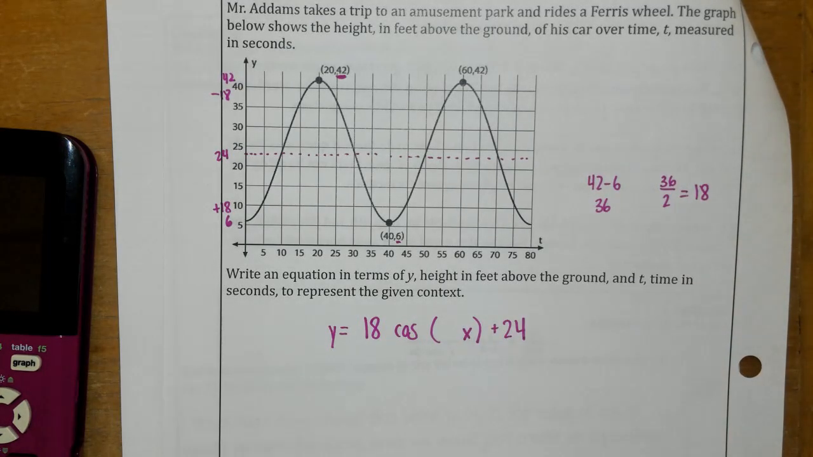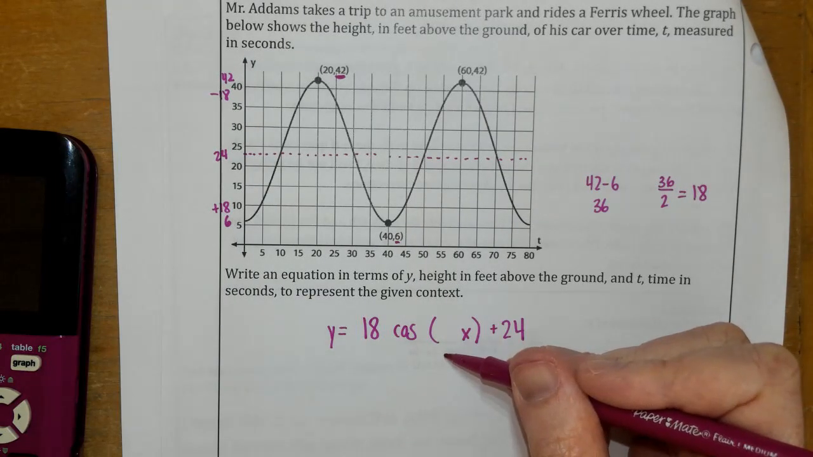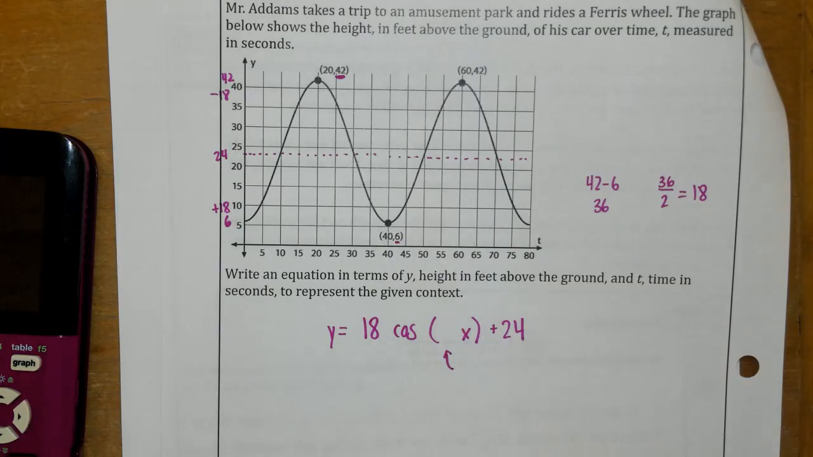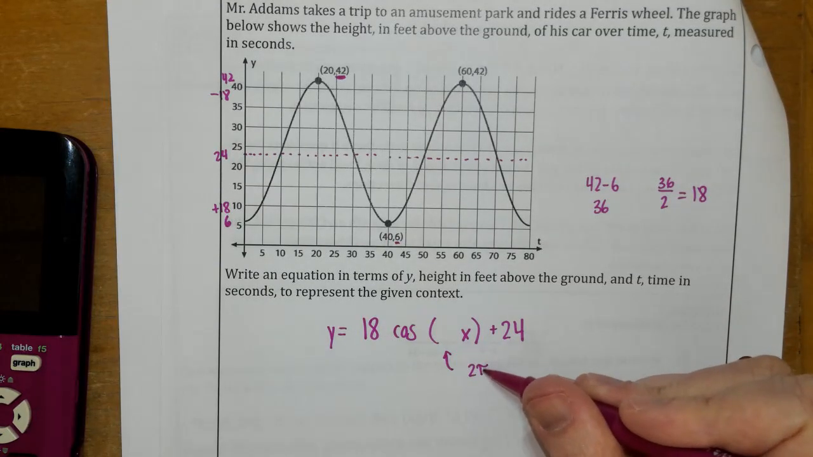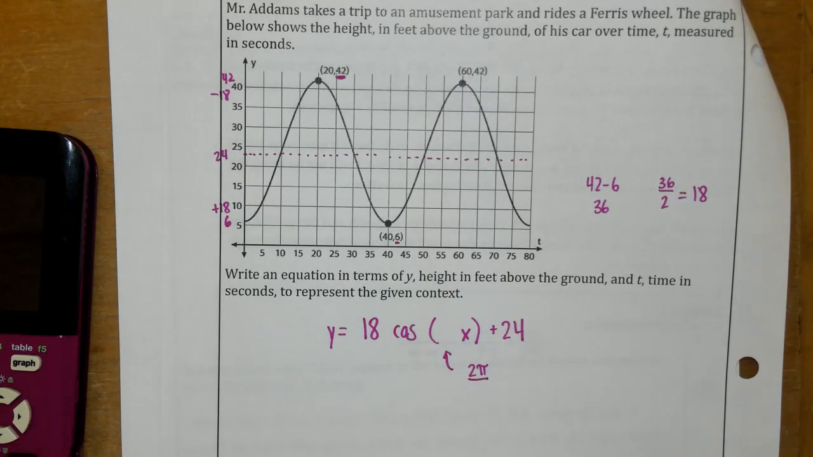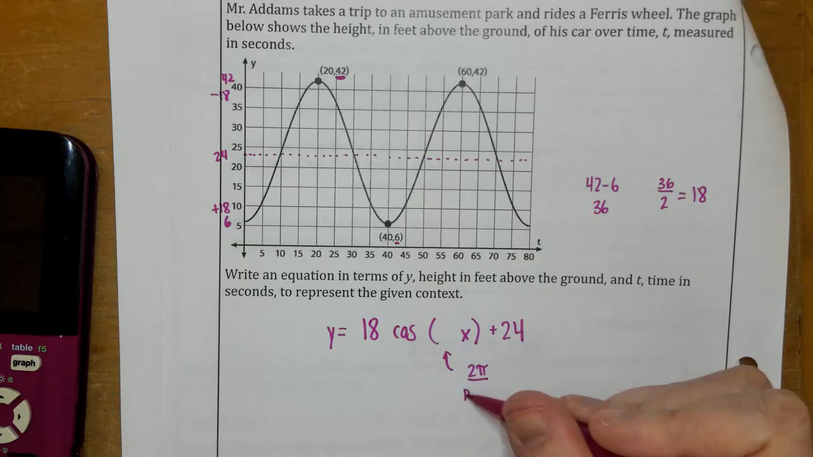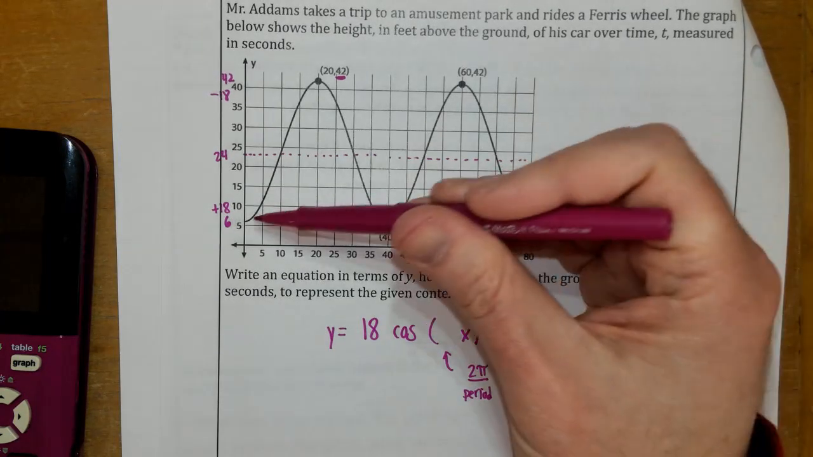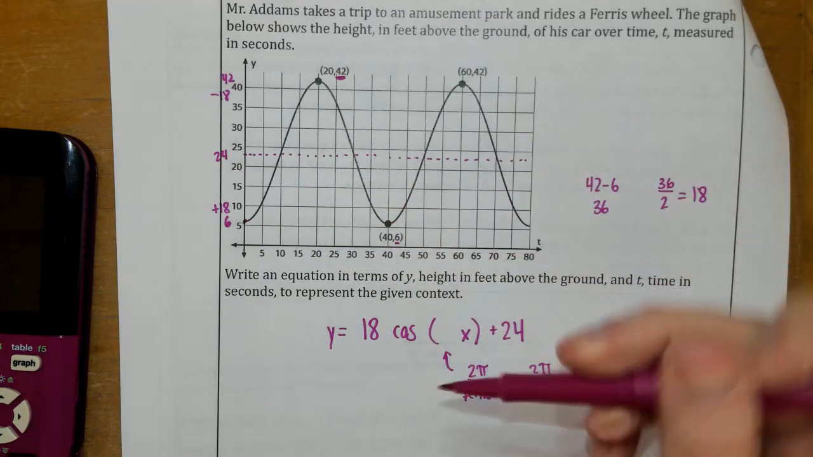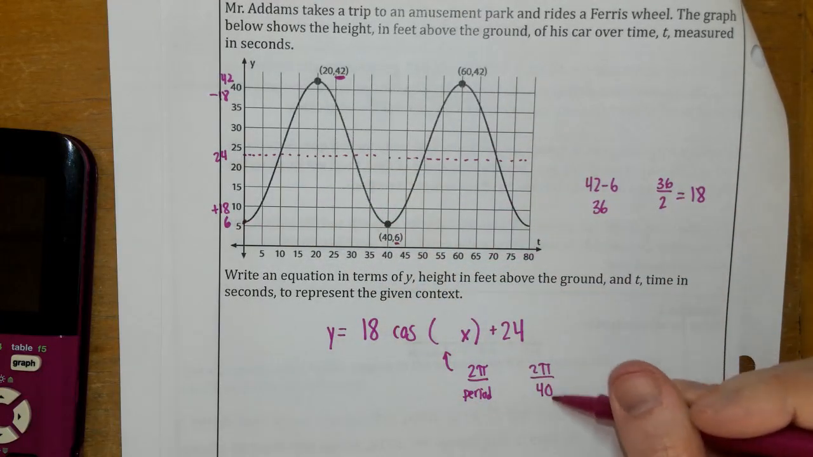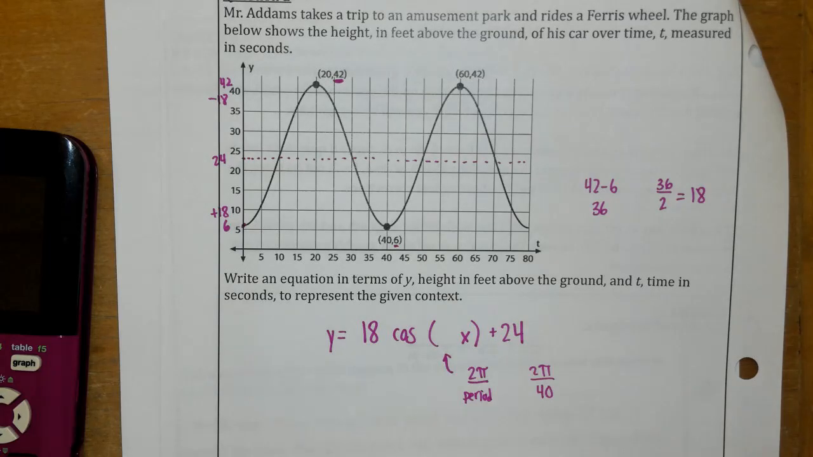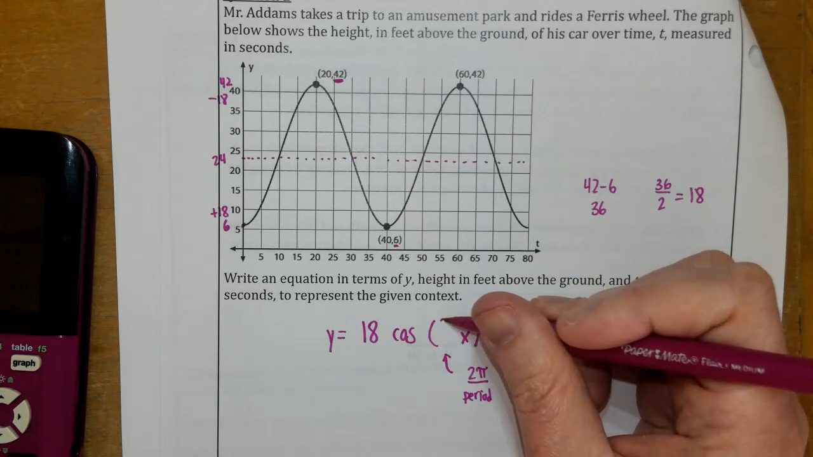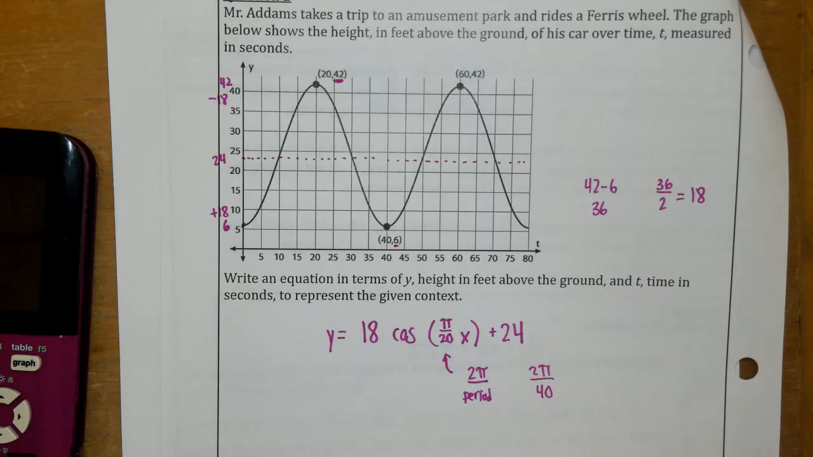The last value we need is the number we call B. To find this number, it's 2 pi divided by where this graph finishes its first full cycle, which is called the period. It finishes its full cycle right there, at 40. So 2 pi over 40 is going to go in that spot. I'm going to reduce it because that would look better. So that'd be pi over 20 x.